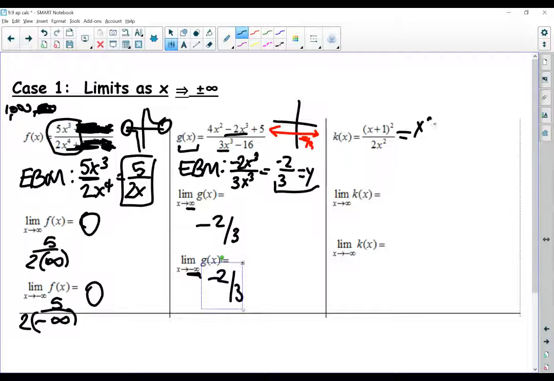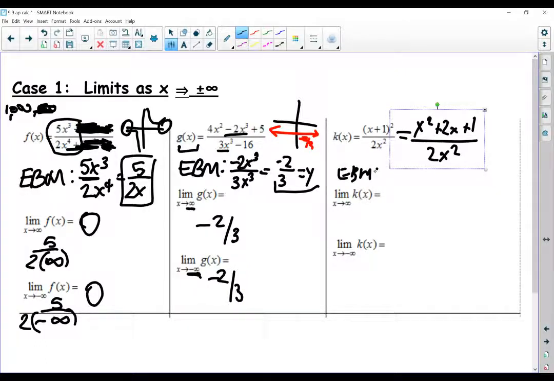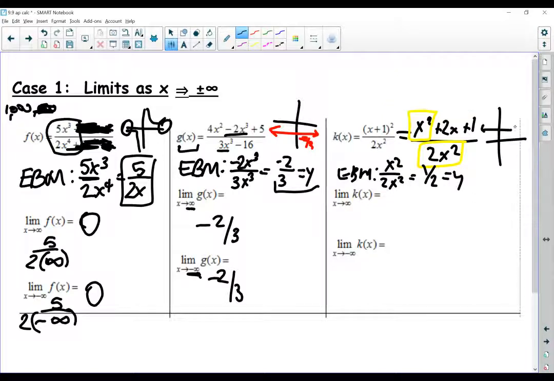Now, if we do this one, we have x squared plus 2x plus 1 on top if I distribute it out over 2x squared. So now if I want to come up with my end behavior model, again, I'm just focusing here on the things that have the biggest influence. So x squared, and the bottom's nice because it's only one thing. So I'm going to have x squared over 2x squared, which if I reduce that model, I get y equals 1/2. So again, that's just a constant function.